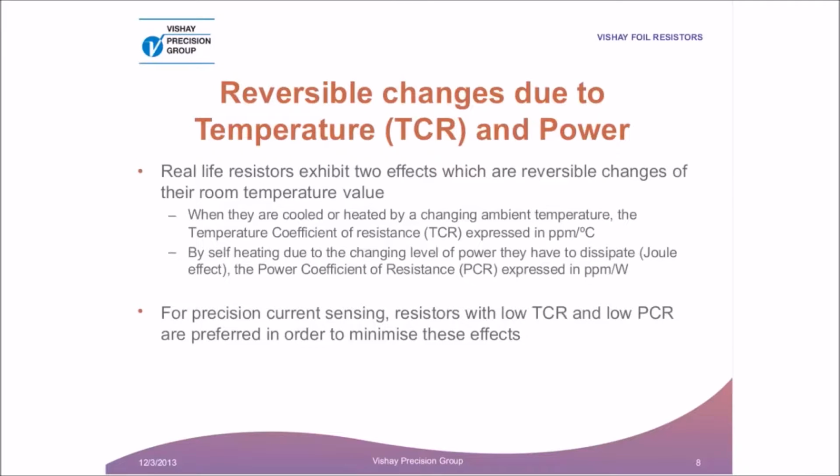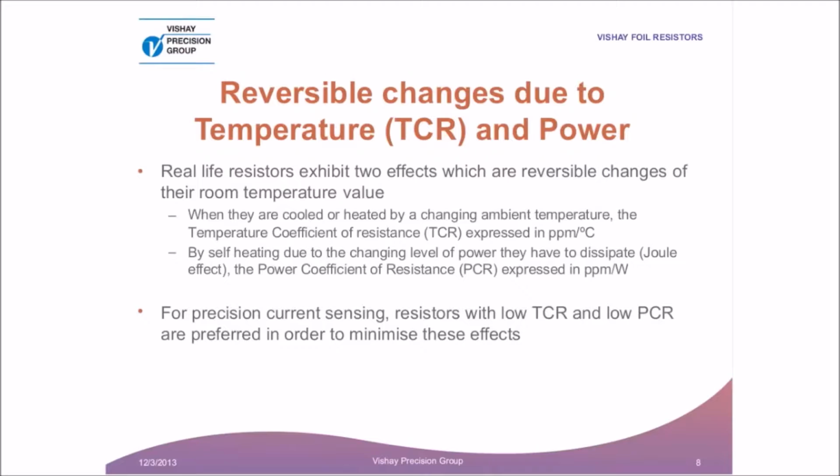Okay, on this slide we're looking at the two reversible changes that can happen to real-life resistors due to the effect of temperature, ambient temperature, and also power in the resistor. When high precision is required, these two effects of a change in the resistor element's temperature, due to a change in ambient temperature and temperature change due to self-heating, should be considered. These two effects of resistance change are quantified as the TCR, or temperature coefficient of resistance, expressed in ppm per degree C, and power coefficient of resistance, or PCR, expressed in ppm per watt.